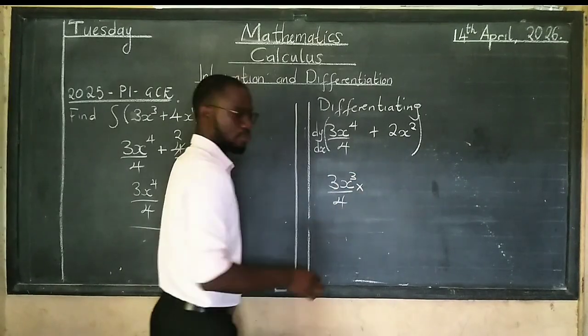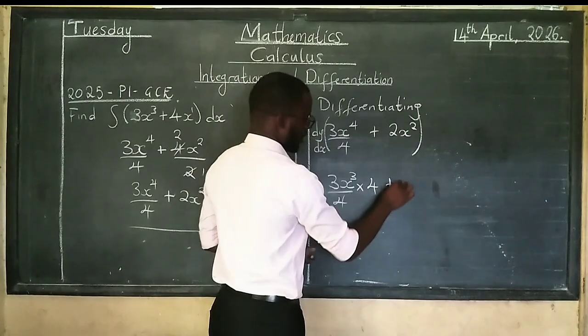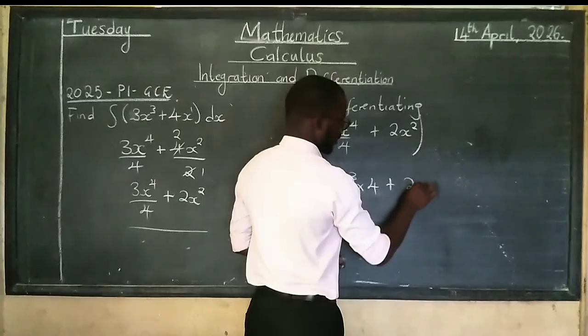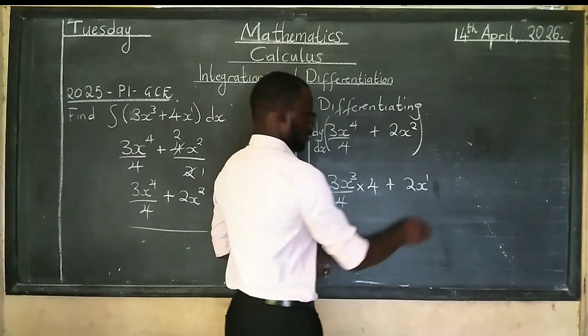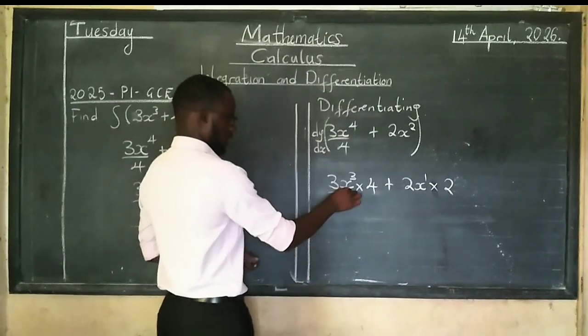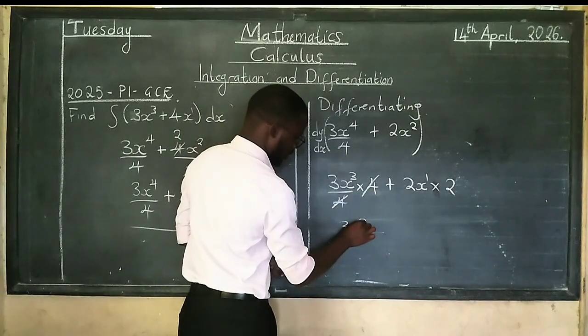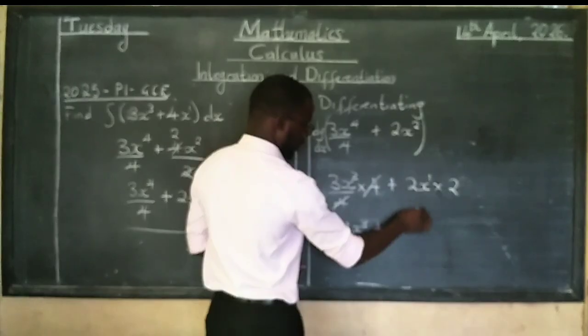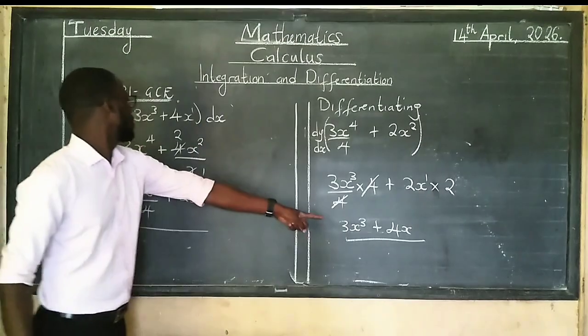Then we are going to multiply by the old power, which is 4, as it is, plus 2x. Here we subtract by 1, it's going to be 1. Then we multiply by the old power, which is 2. Then here this will cancel with this. I will have 3x to the power 3 plus here 2 times this, I have 4x.